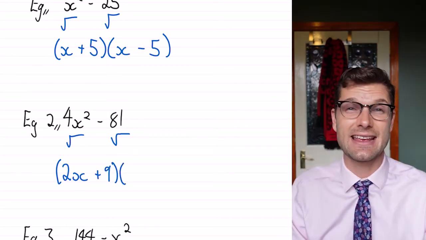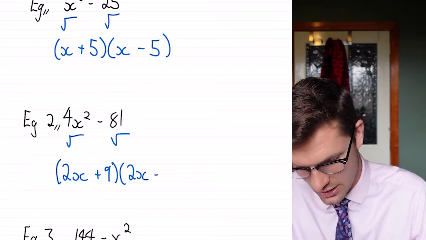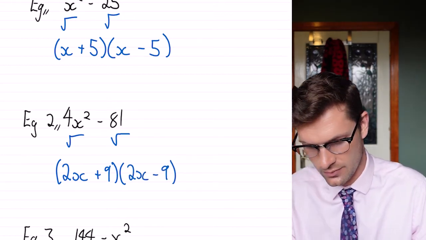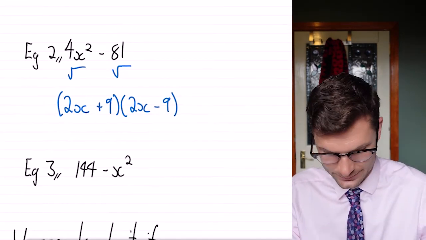Then we've got to have the exact same thing, except with a negative in between the two terms. So this is going to be 2x minus 9. If we FOIL that out, we are going to get the same number, so we know we've got it right.